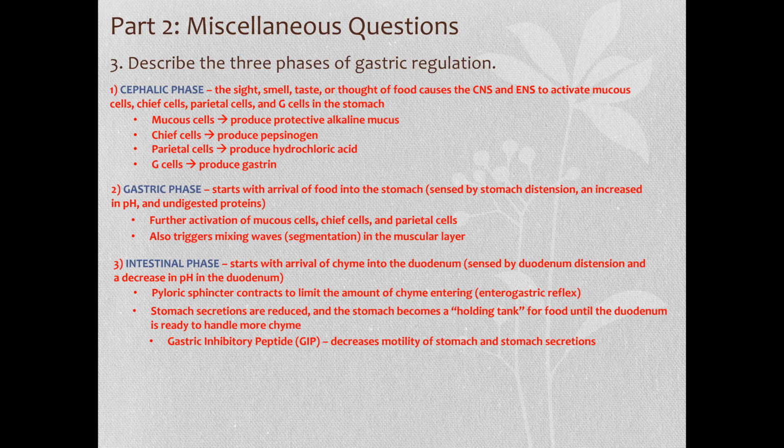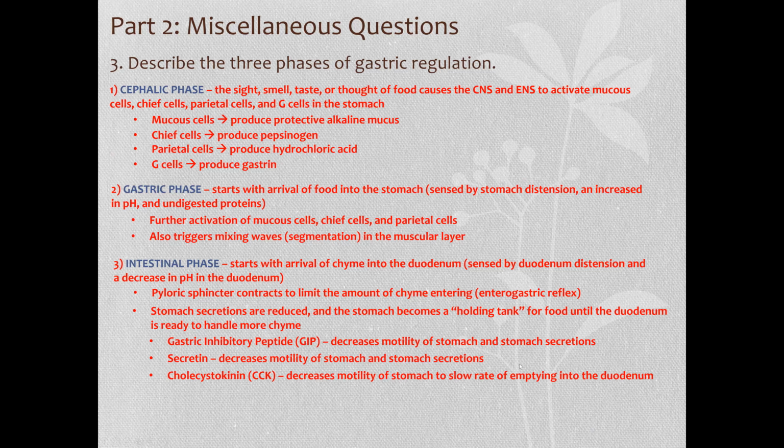So some of the hormones that get released are gastric inhibitory peptide, or GIP, which decreases the motility of the stomach and the stomach secretions. Secretin also decreases the motility of the stomach and the stomach secretions. Cholecystokinin, or CCK, decreases the motility of the stomach, which slows the rate of emptying into the duodenum. And the vasoactive intestinal peptide, or VIP, reduces acid production in the stomach, which helps to protect the stomach while it serves as a holding tank waiting on the duodenum to be ready for its next bout of chyme.